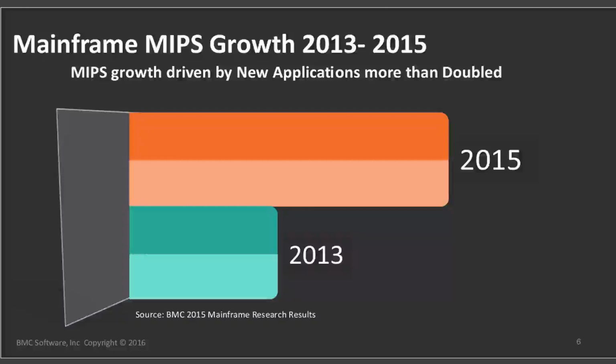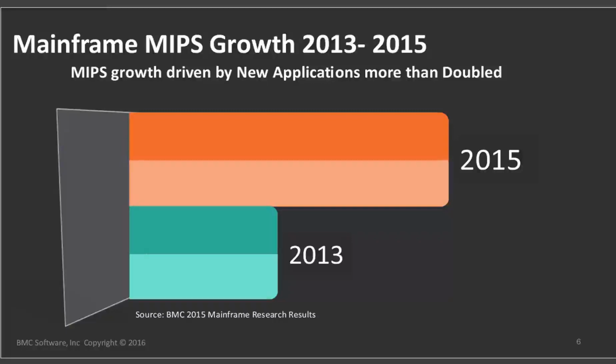One of the values of the survey is being able to look over time and see the rate of change. And one of the more interesting changes is one that for many people is surprising. So part of the survey asks, what is driving your growth in MIPS? If in fact you're growing MIPS, what's driving that? And from the 2013 survey to the 2015 survey, the respondents who said that growth was driven by new applications on the mainframe more than doubled.